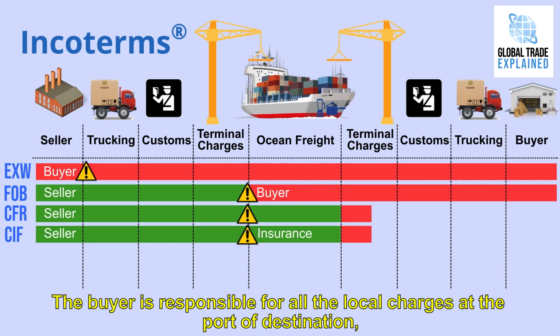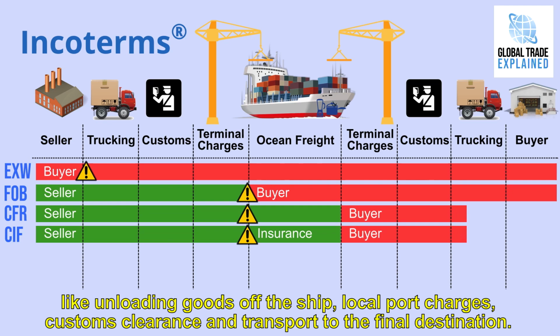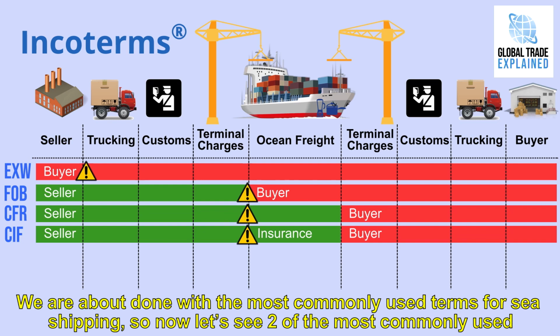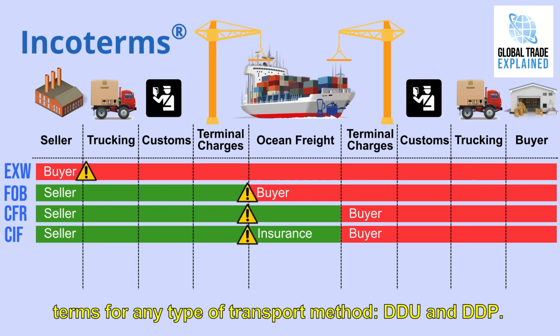The buyer is responsible for all the local charges at the port of destination, like unloading goods off the ship, local port charges, customs clearance, and transport to the final destination. We're about done with the most commonly used terms for sea shipping, so now let's see two of the most commonly used terms for any type of transport method, DDU and DDP.